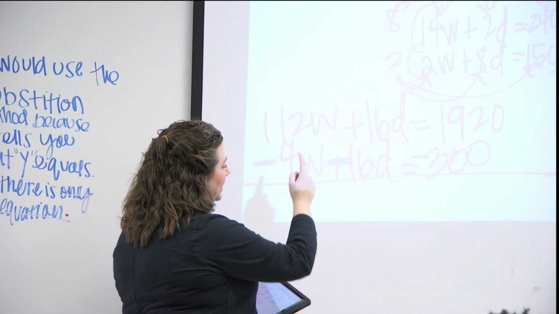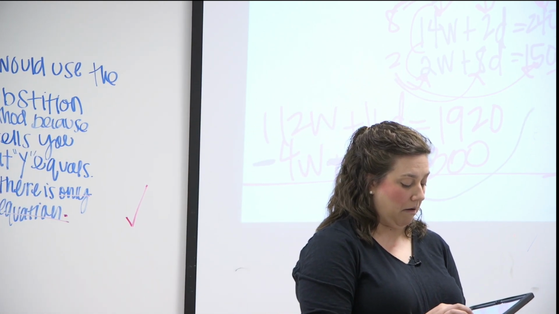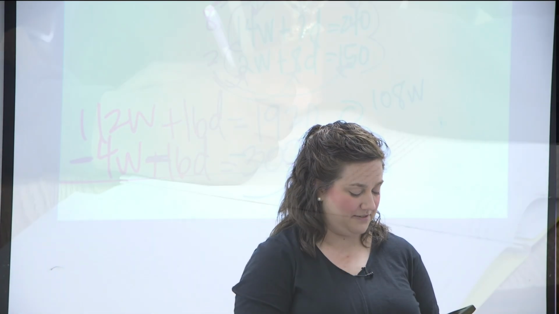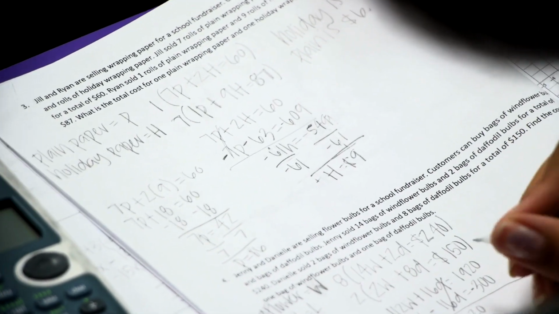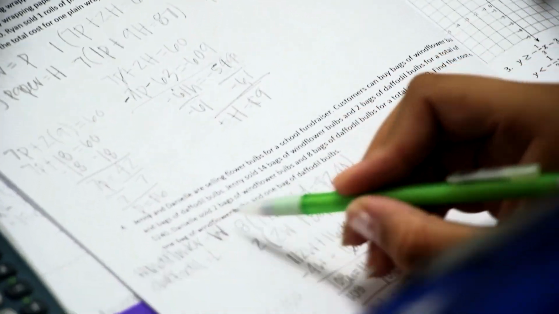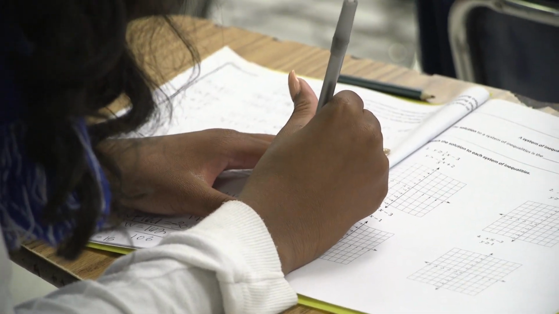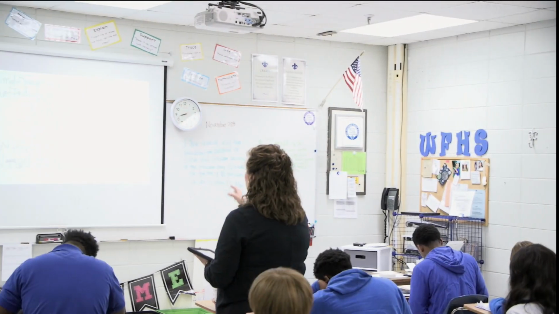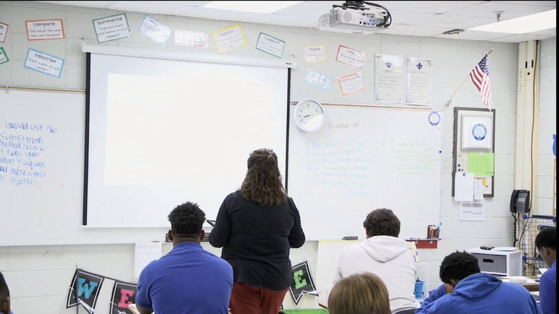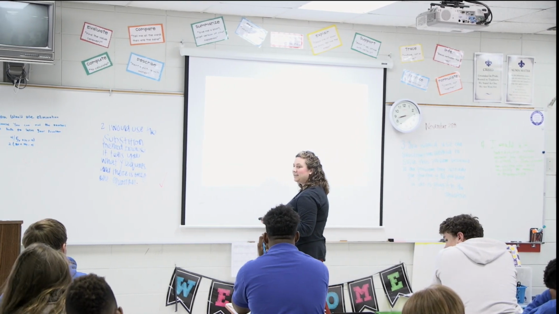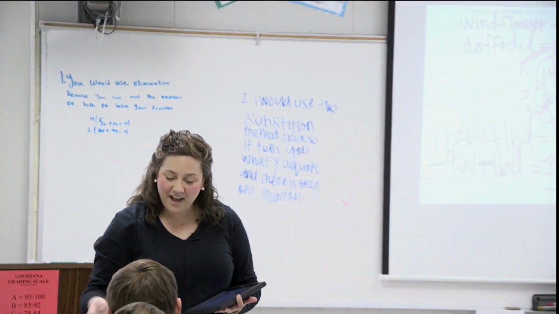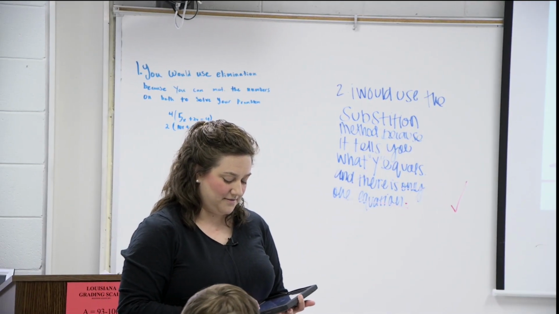Okay, 112 minus 4. Oh, look at that. Did you use the calculator? Very good. Skylar, 16 minus 16. 0. And Emily, 1,920 minus 300. 1,620. Very good. Josh, what are we doing now? We got 108W equals 1,620. Very good. Say it loud. Divide by 108. Very good.